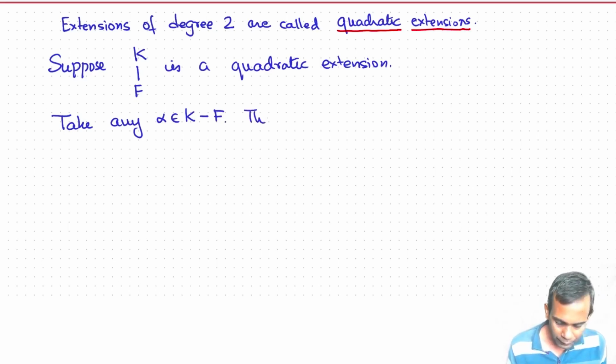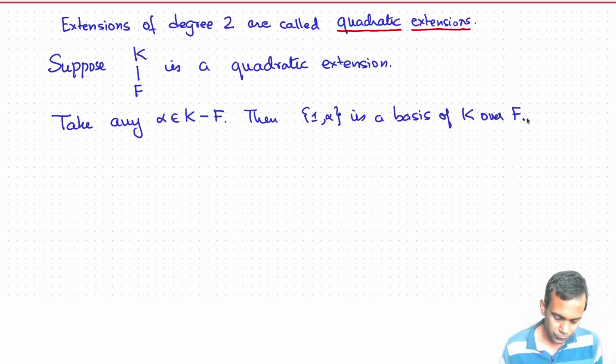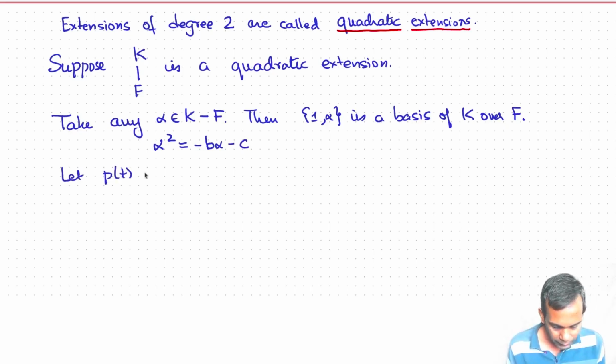Then we know that 1, alpha is a basis of K over F, just because it's a linearly independent set of size 2. And so alpha squared must be a linear combination of 1 and alpha. I can write alpha squared as p alpha plus c, but just for what is about to come, I'll write it as minus b alpha minus c. It doesn't matter. But the point is now, let p(t) be the polynomial t squared plus b t plus c. So then p(alpha) is 0.